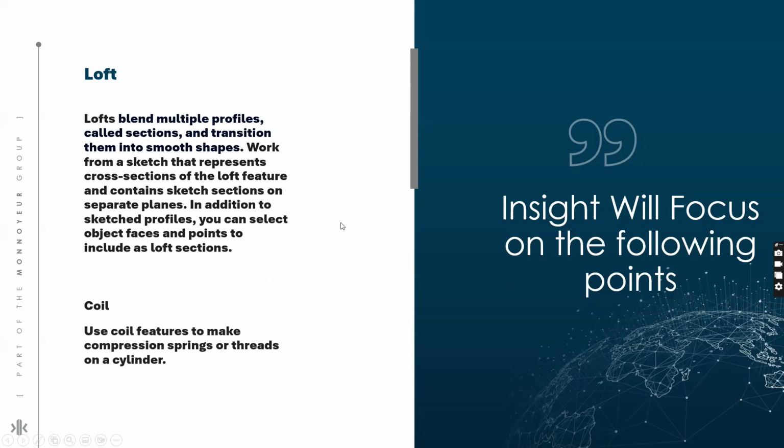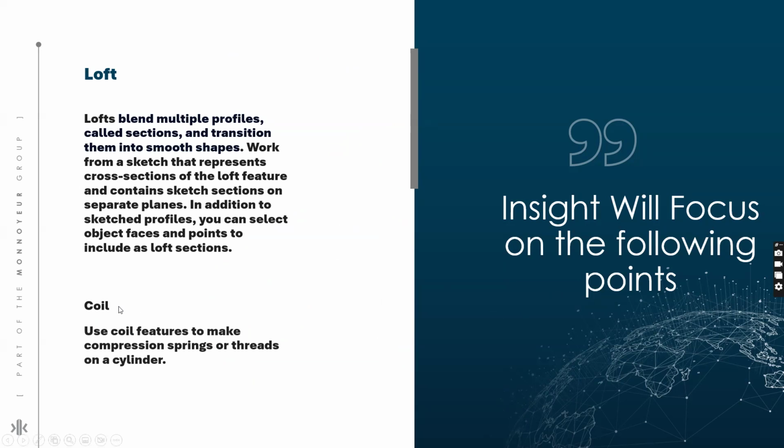So today we will cover two important commands in Inventor software. First one is the loft command, and what is the loft command? The loft command blends multiple profiles, called sections, and transitions them into a smooth shape. Work from a sketch that represents the cross section of the loft feature and contains sketch sections on separate planes. In addition to sketch profiles, you can select object faces and points to include as a loft section.